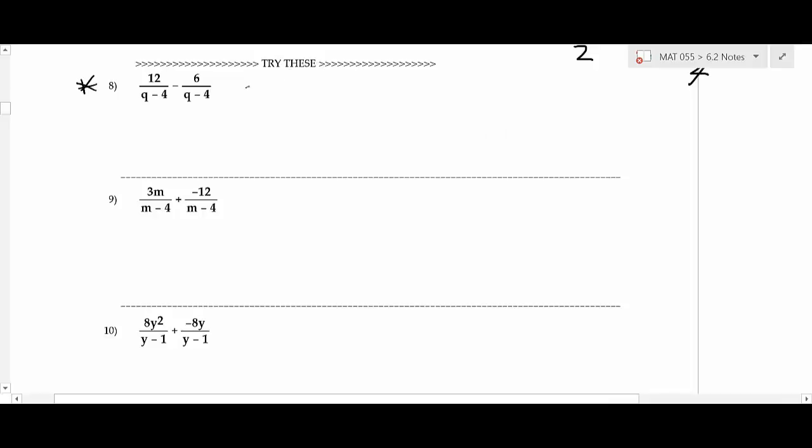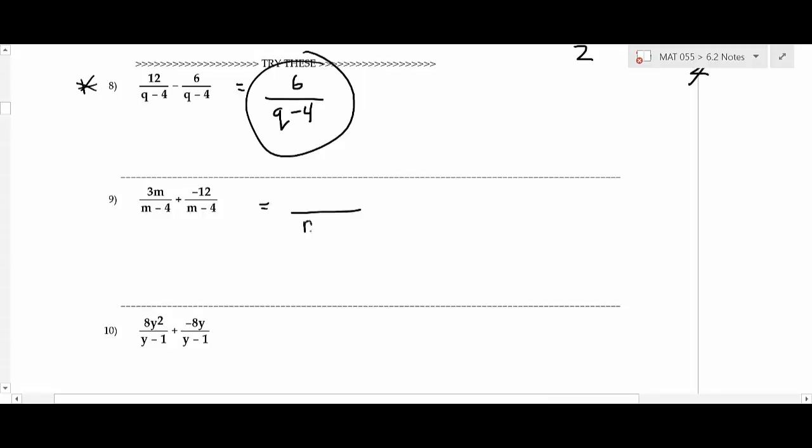A couple of these. So yeah, this one you just keep the denominator. 12 minus 6 is 6. Problem done. There's no factoring. If you can't factor anything, then you are done. Okay, that's the idea. Okay, next one you go like this.